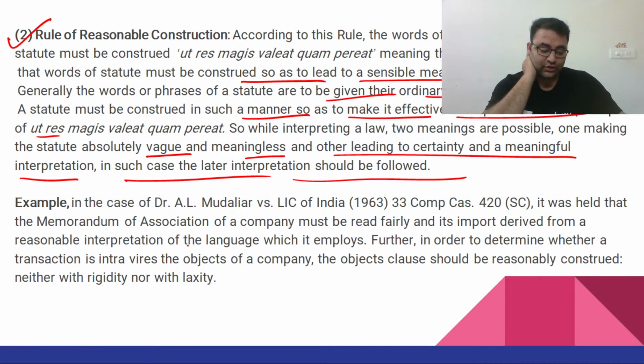Rule of reasonable construction. These are all important questions from the exam point of view as well, so you need to know them.